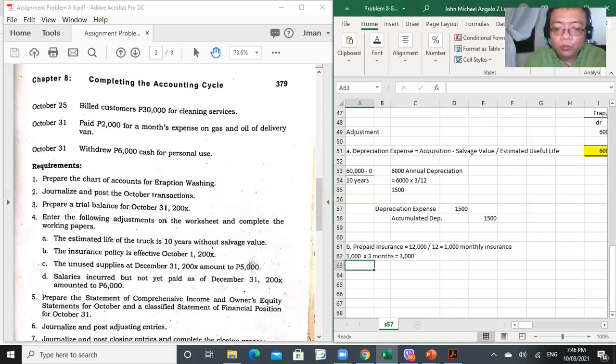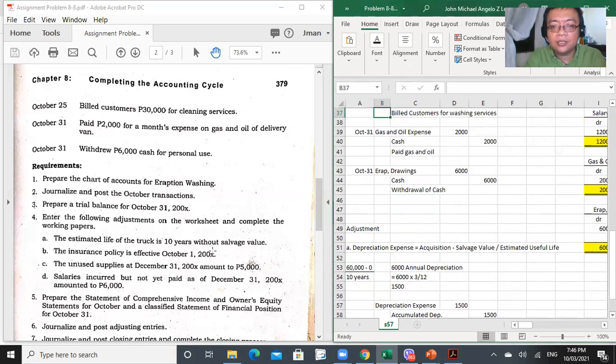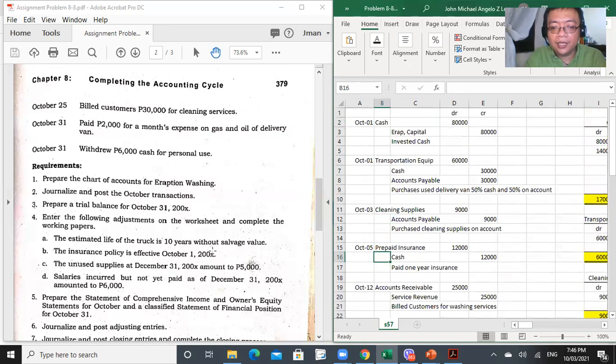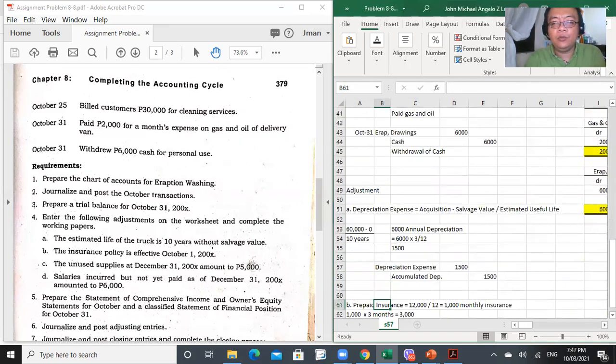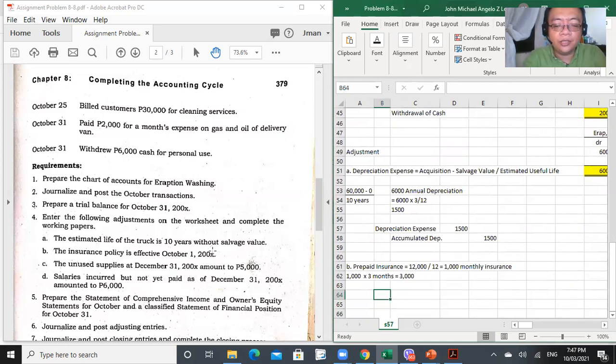What would be the entries? What we did here is the asset method. We debit prepaid insurance and credit cash. Now we will adjust: we debit insurance expense, amounting to 3,000, and we credit prepaid insurance, worth 3,000.